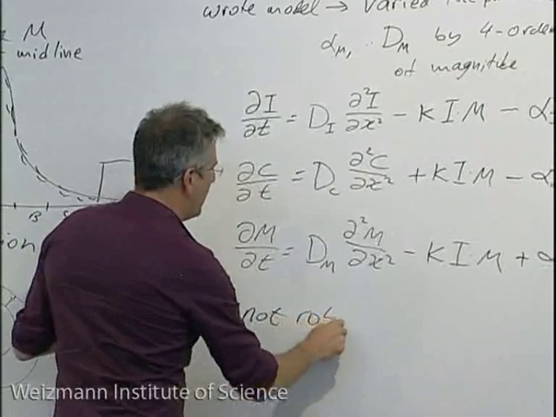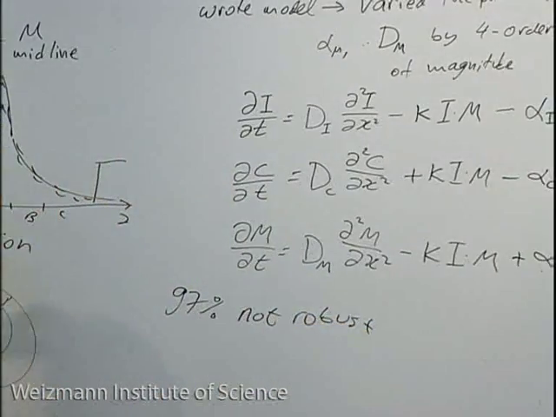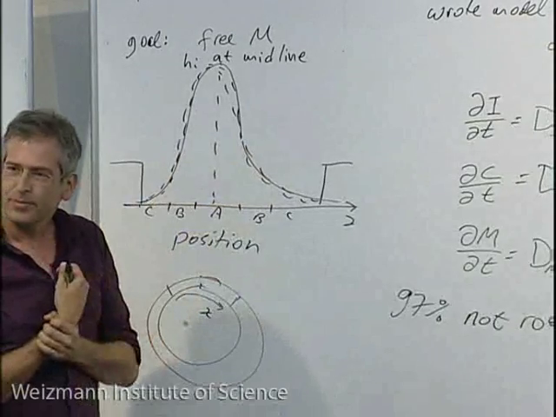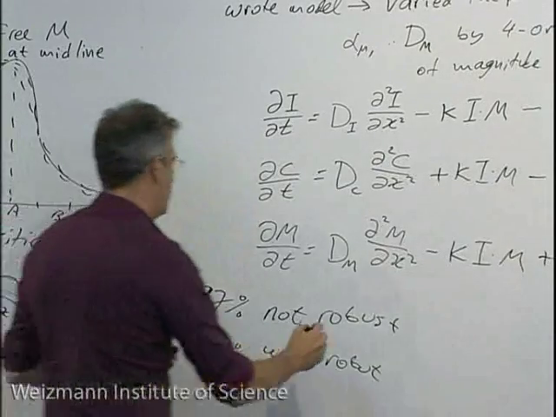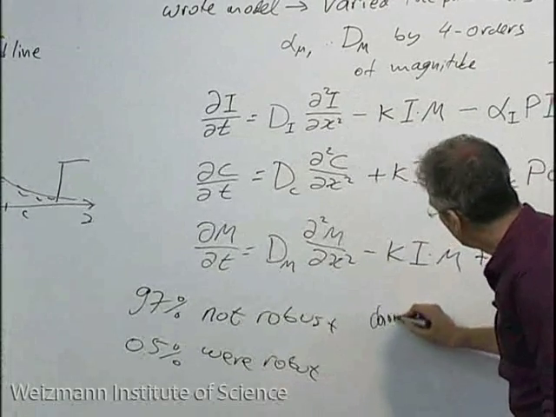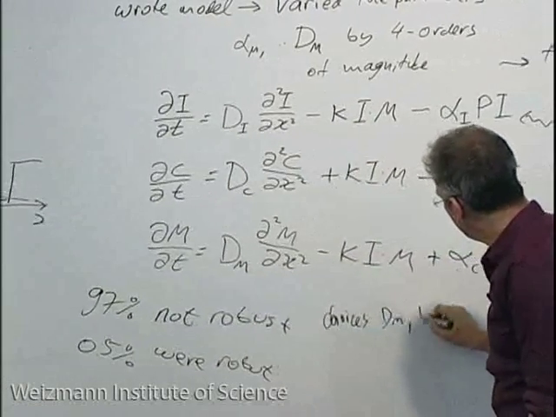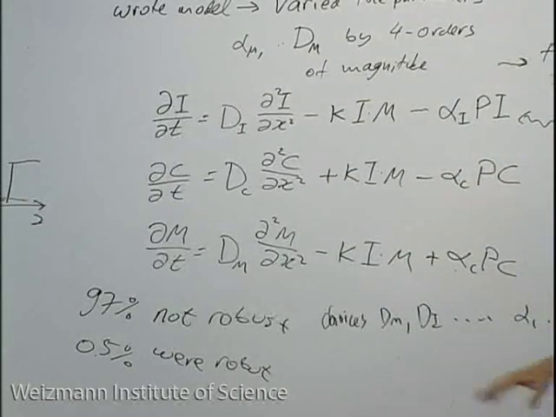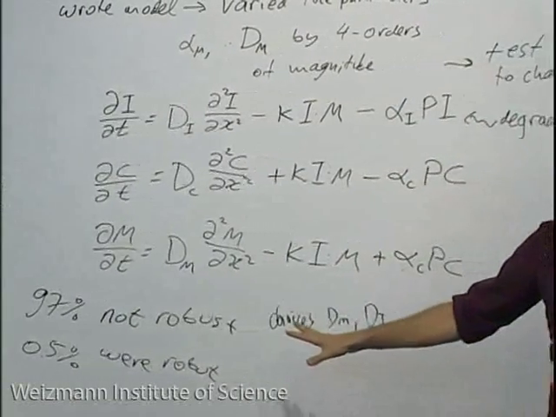And according to the criteria they use, let's say that the profile changes by less than 5% or something. 97%, of course, of the choices of our parameters, dm, di, blah, blah, blah, alpha c. So you can have robustness, and we're going to take a break now.